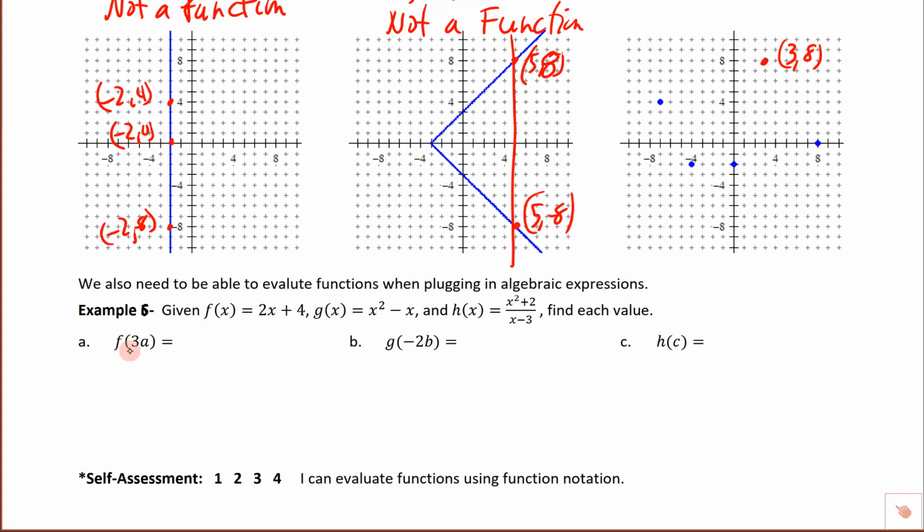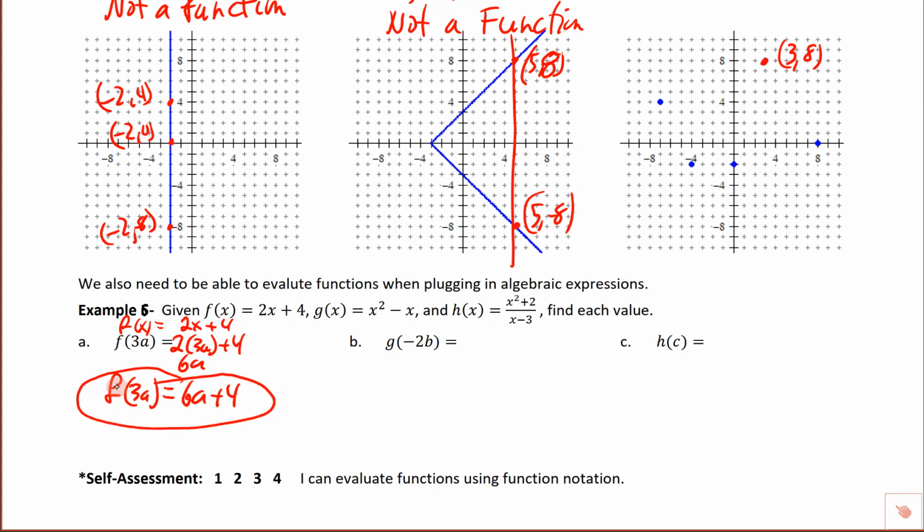We want to find f of 3a. Well, remember, wherever there used to be an x, we want to put a 3a. So here's f of x. It's 2x plus 4. So if f of x equals 2x plus 4, that means wherever there's an x, we're going to put a 3a. So this is going to be 2 times 3a plus 4. So really, the only thing that we can do to simplify this is to just do the multiplication. So that's going to be 6a. And this is just 6a plus 4 because there's really no like terms that I can combine at all.